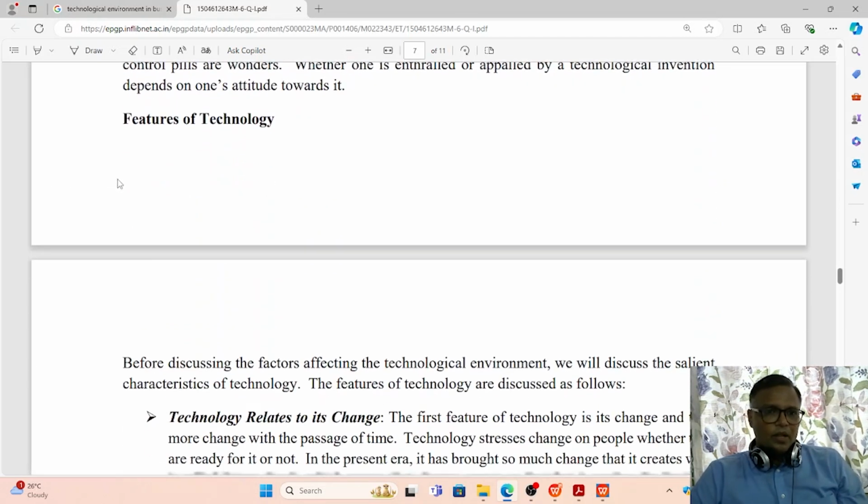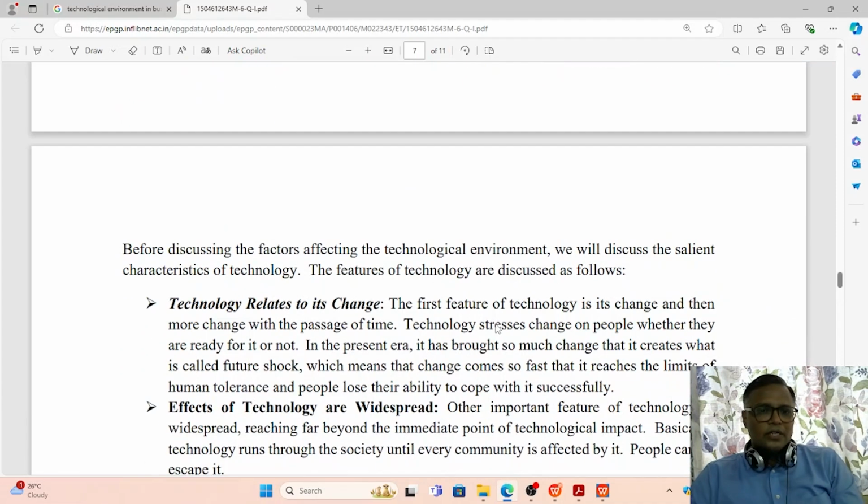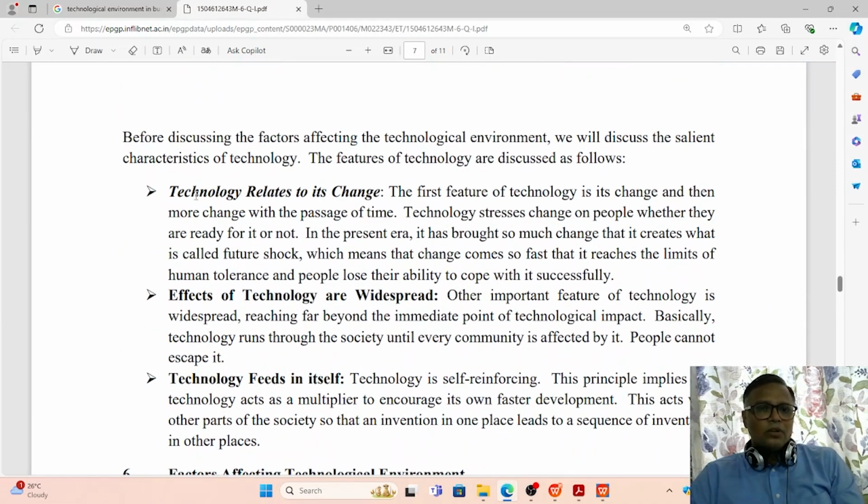Next is the features of technology. Before discussing the factors affecting technological advancement, we will discuss the salient characteristics of technology. First is that technology relates to change. The first feature of technology is change, and more changes come with the passage of time; technology stirs change on people whether they are ready for it or not. In the present era, it has brought so much change that it creates what is called future shock, which means that the change in technology comes so fast that it reaches the limit of human tolerance, or people lose their ability to cope with it successfully.